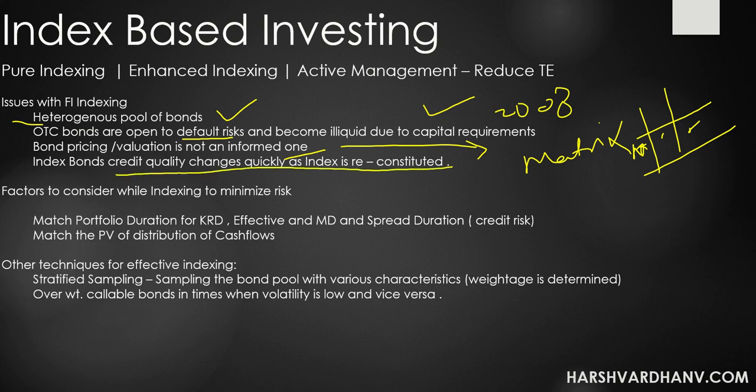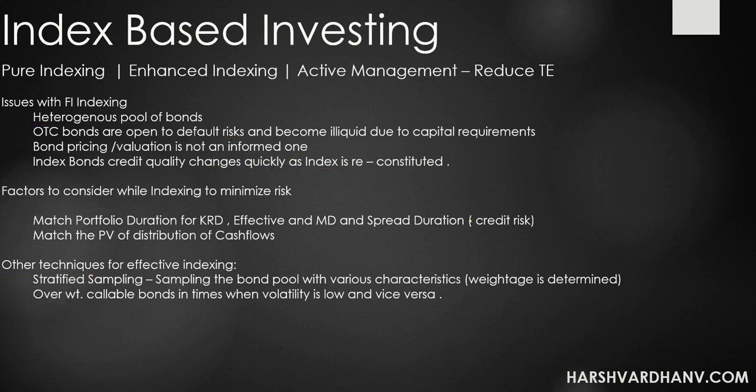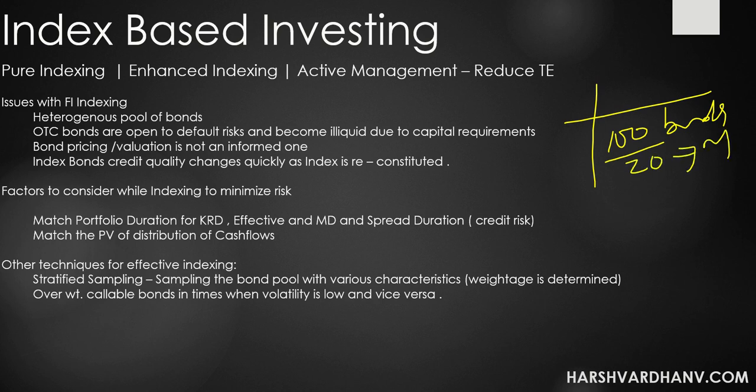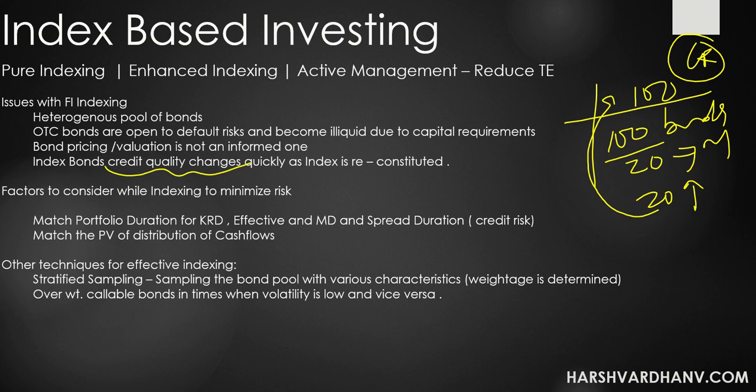What does this mean? Suppose my index has 100 bonds, and 20 of them are maturing today. For these 20 maturing bonds, 20 new bonds will be added. Since these 20 are added to the 100 bucket, the credit profile of the bond portfolio changes. So the credit quality might change.